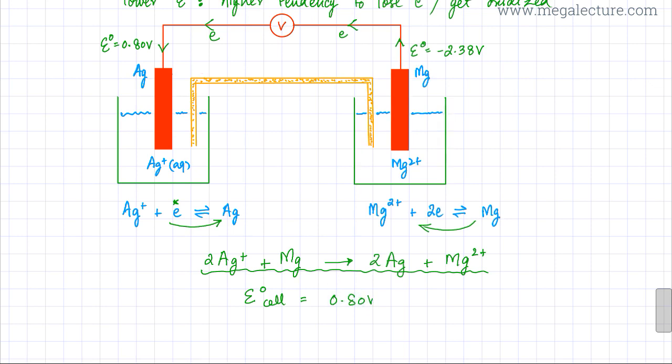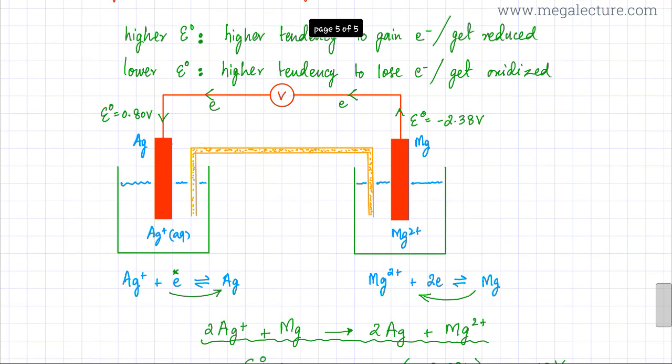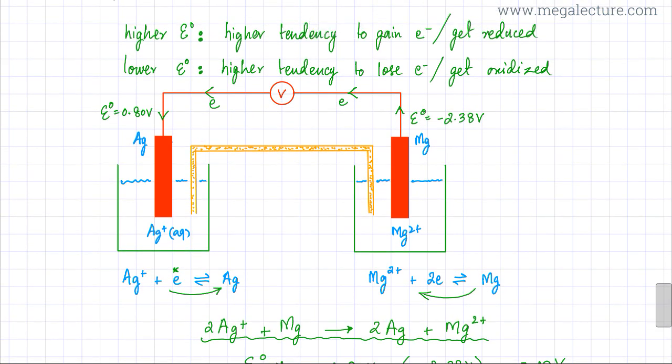So our higher potential is 0.8 volts and our lower potential is minus 2.38 volts. If you calculate the difference, it comes out to be equal to 3.18 volts, which is very high, which means that this reaction is going to be very, very feasible and very, very likely. So the higher the E0 cell, the faster the reaction. I've given you a brief overview of how you can predict reactions, which element is going to get oxidized and which element is going to get reduced. The simple rule is that higher E0 values have a higher tendency to gain electrons. Lower E0 potentials have a higher tendency to lose electrons.